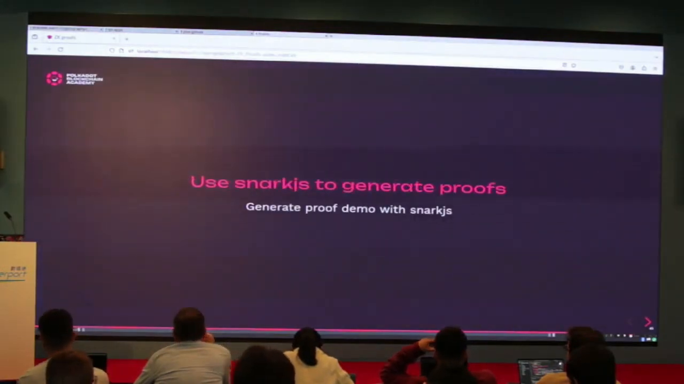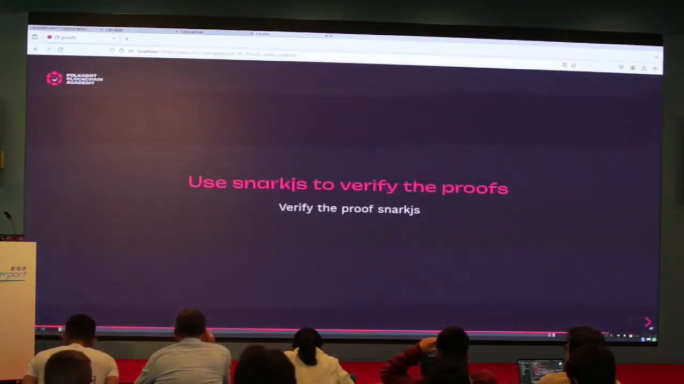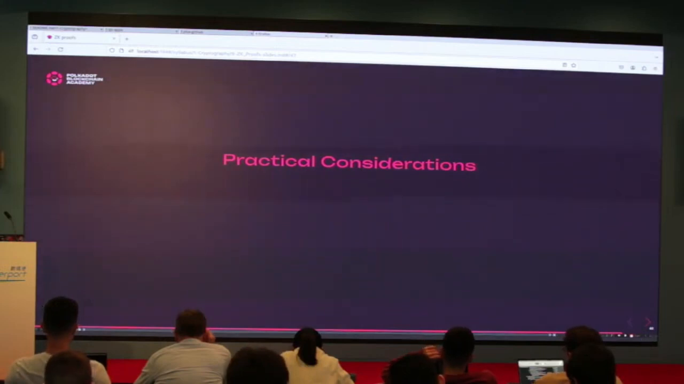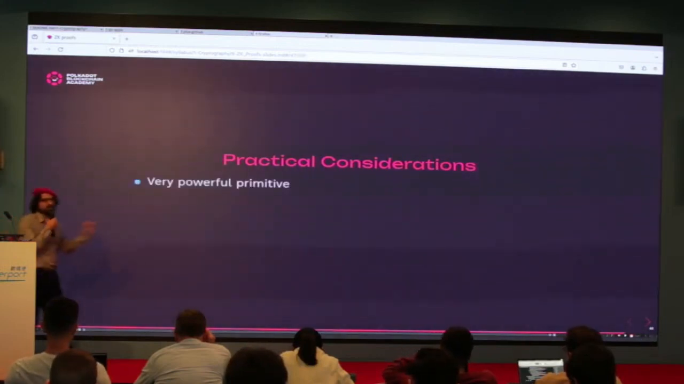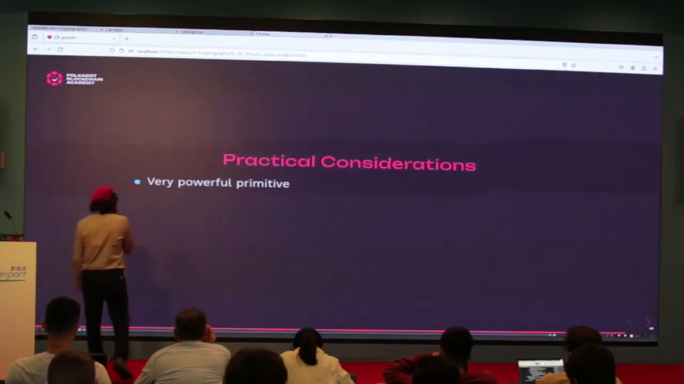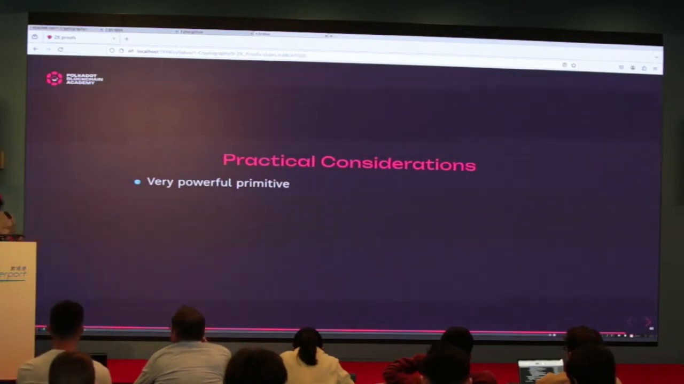So we saw how to generate the proof with snark.js, and we saw how to verify it. Okay, so some practical considerations. As you see, it's a very powerful primitive. Without that, you cannot do private operations on the blockchain. It gives you all this crazy stuff that is not possible without it.